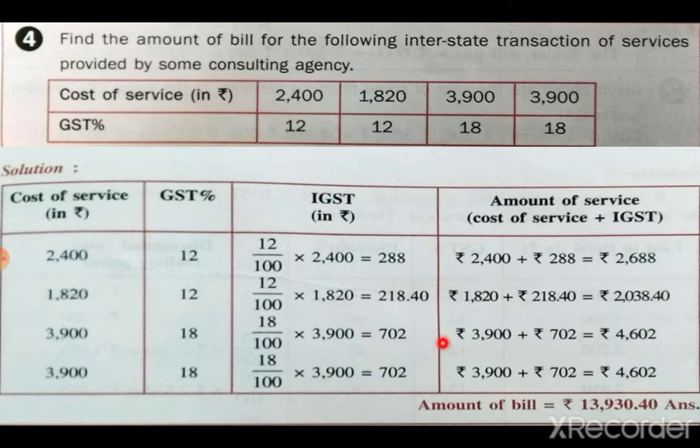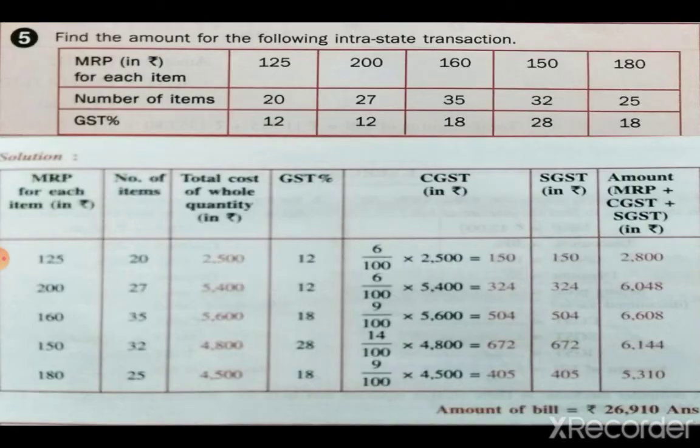Now we have to find amount of bill. To find amount of bill, you will do 2688 plus 2038.40 plus 4602 plus 4602. The answer will be 13,930.40 rupees.